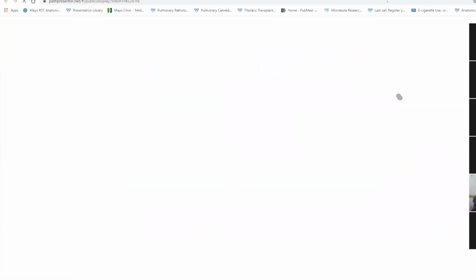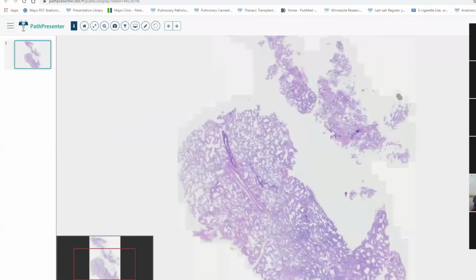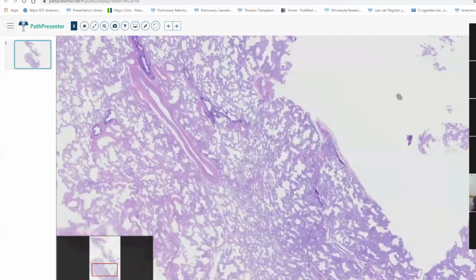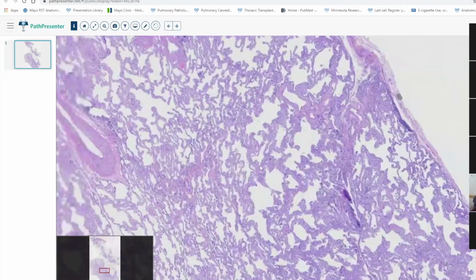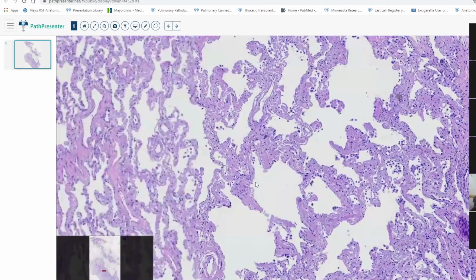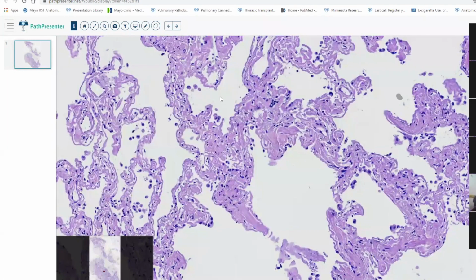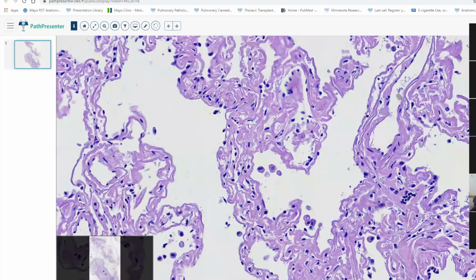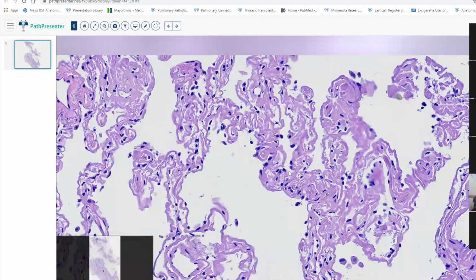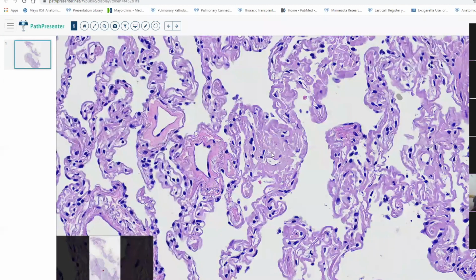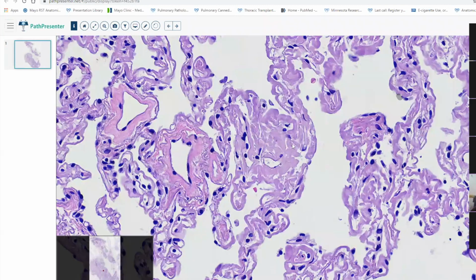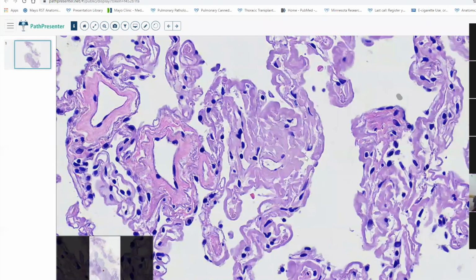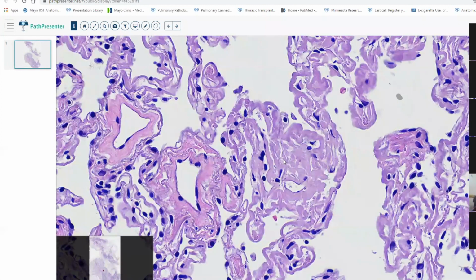Okay, so here's another case, which I think is a bit of a tricky one. As we're zooming down, you see it's a really uniform process once again, where we have this diffuse abnormality of the interstitial septa, with expansion by this process. It's relatively low cellularity. It looks a little bit funny for the fibrosis that we saw previously, not really collagen deposition or fibroblastic proliferation, but it has this more amorphous eosinophilic character to it here.